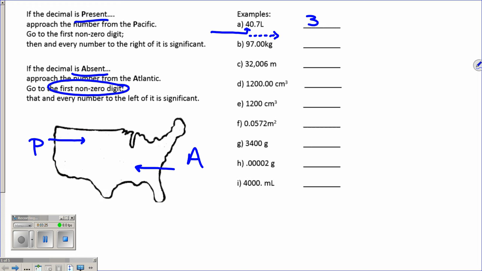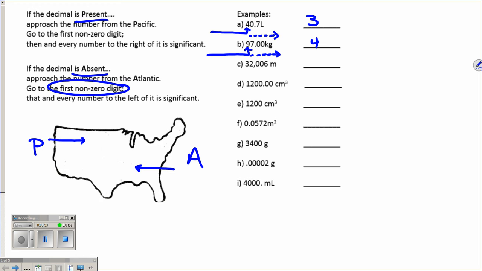In letter B, 97.00 kilograms. That's a mass. And we can see the decimal is present. So we're going to come from the Pacific, the left, start counting with the 9. That number and every number to the right of that is significant. So we have 4 significant figures in that number. And the rule there is that trailing zeros with a decimal place are significant.